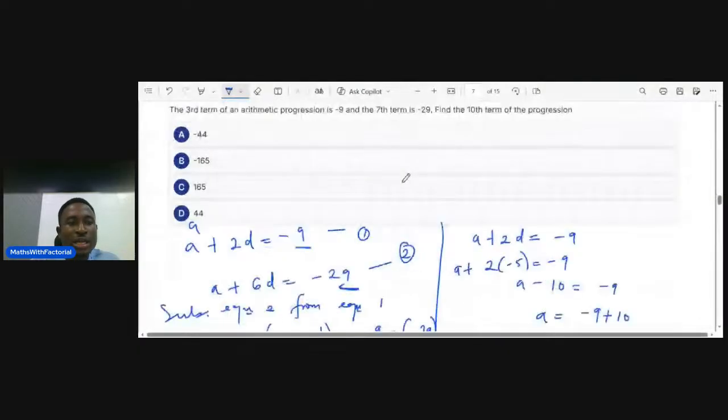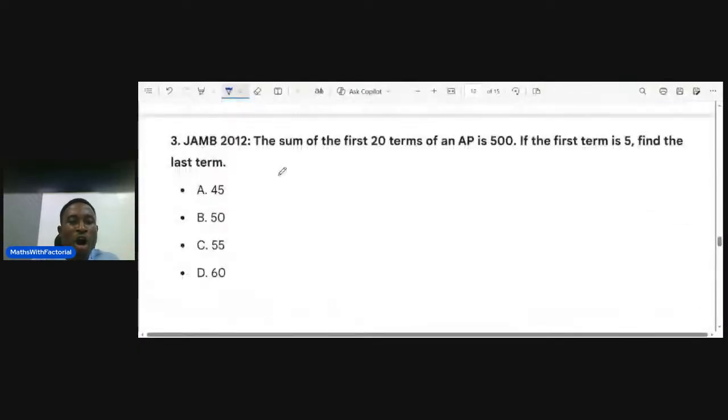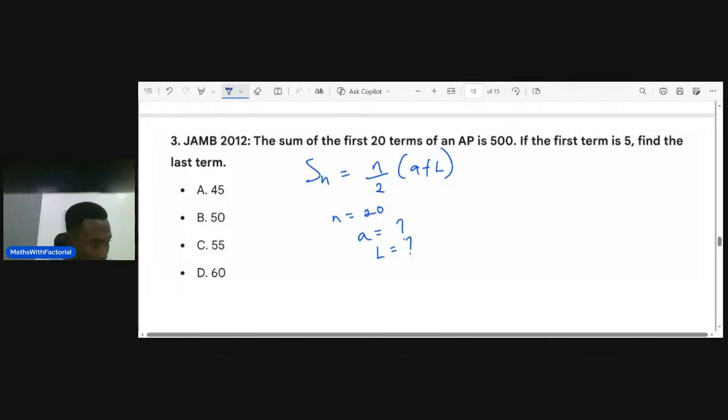So the question says the sum of the first 20 terms. Let's write down the formula first. Sn equals n over 2 into brackets a plus l, where a is the first term, l is the last term, and n is the number of terms. In this case n equals 20. We are not given a yet, and l is what we are looking for.